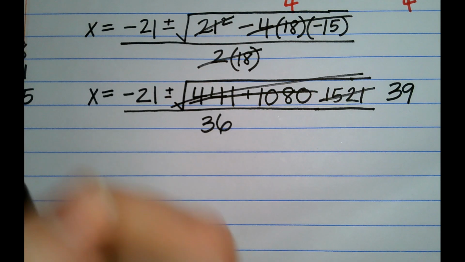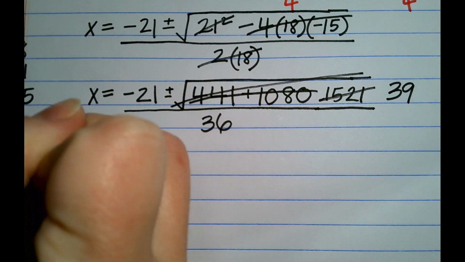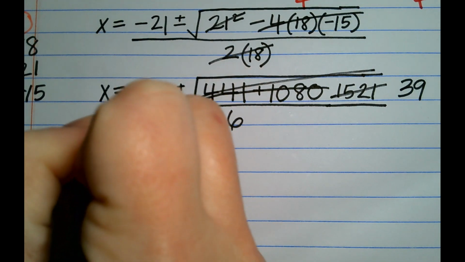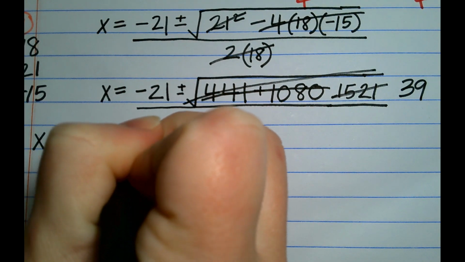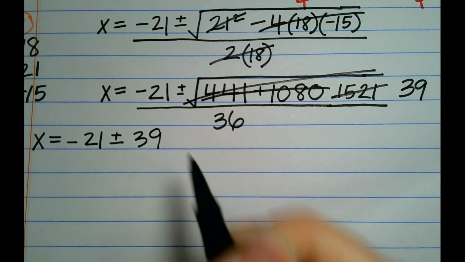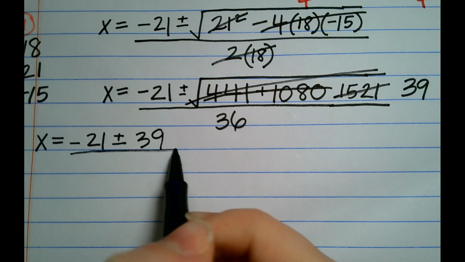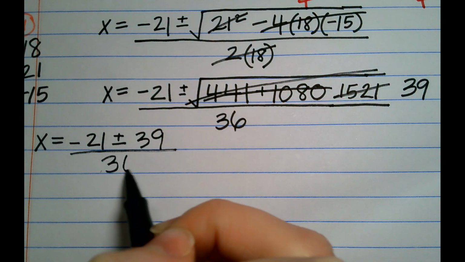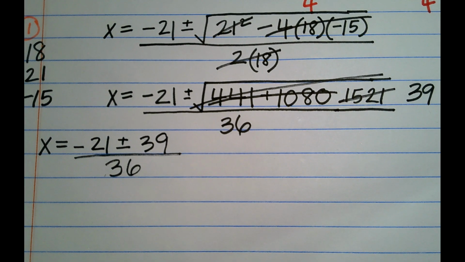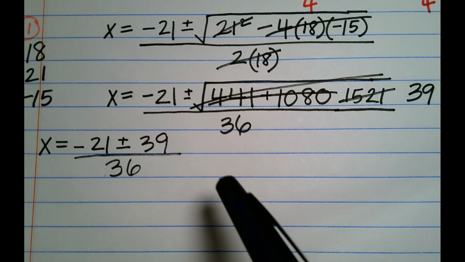So I'll just rewrite everything again. I have x equals negative 21 plus or minus 39. And all of that is divided by 36. Okay, do we have any questions up to this point?